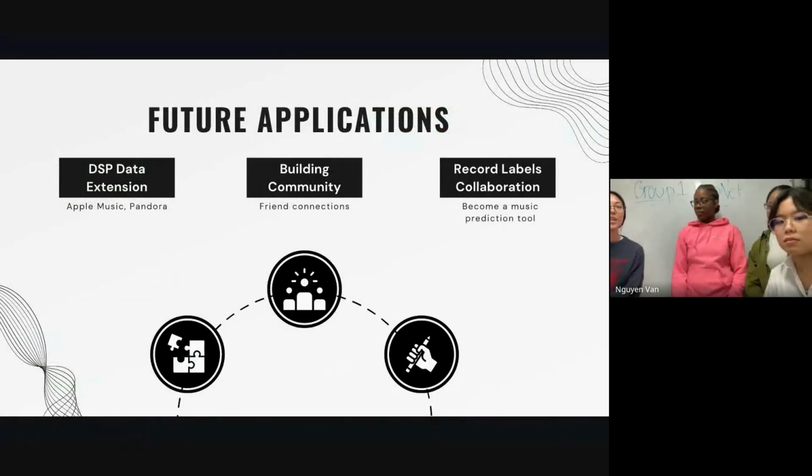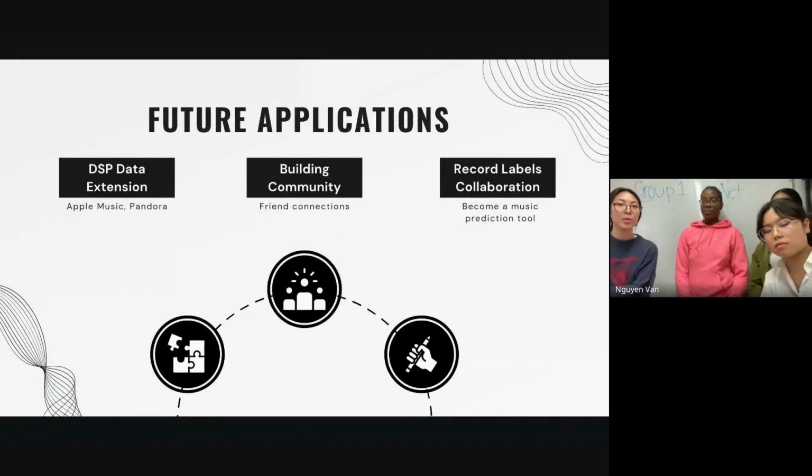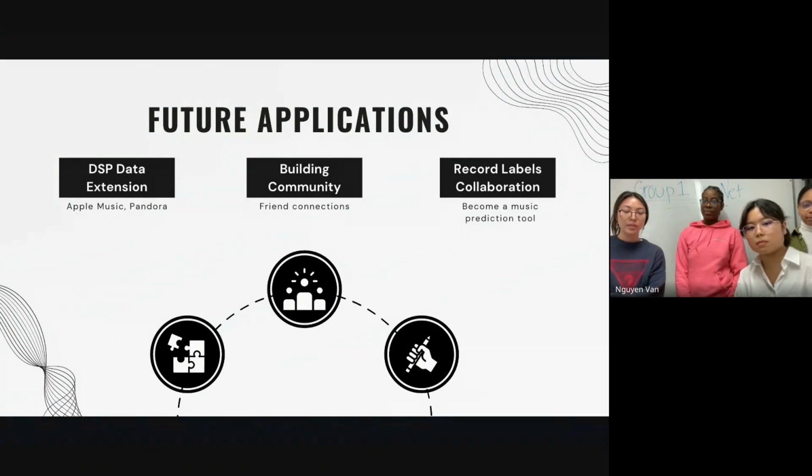And as for future applications for this app, the first one we pointed out was a DSP data extension. Because we didn't have great data, we wanted to be able to expand more data so we can integrate things like the Spotify API and Apple Music API, so we could leverage more data and create a bigger collection of data.